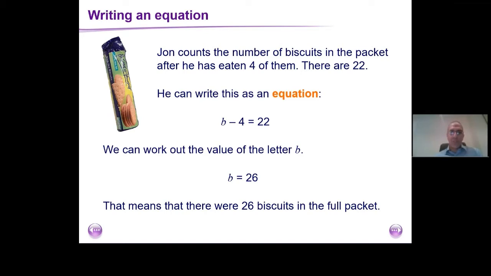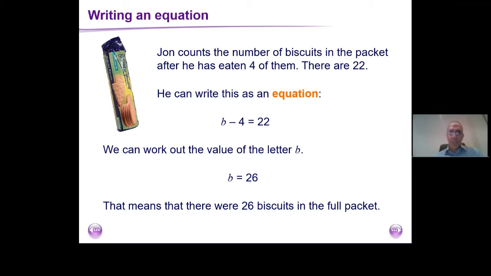So if B minus 4 equals 22, and we added 4 biscuits to the 22 that were already there, we'll find out that B is equal to 26. So a full packet of biscuits is 26 if after 4 are eaten, there are 22.